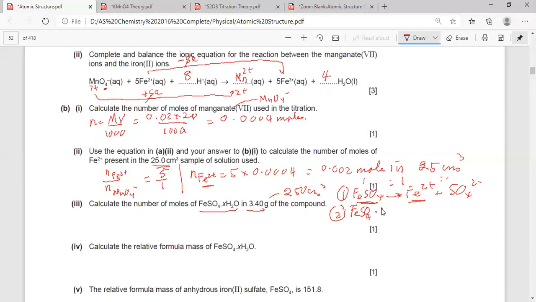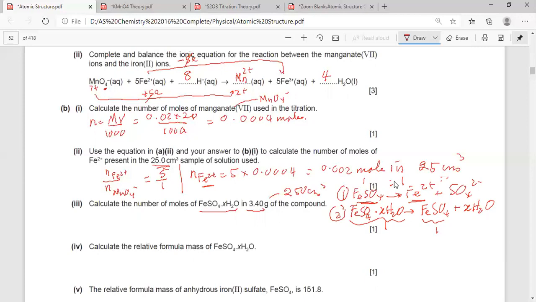FeSO4.XH2O gives you FeSO4 plus X moles of water. It's very important. So 1 mole of this whole thing gives you 1 mole. Isn't it? Yes?